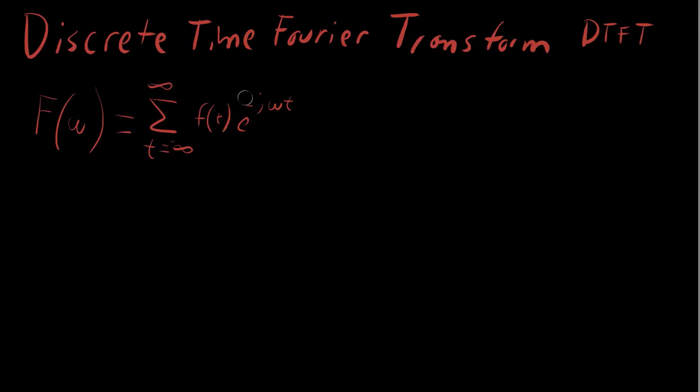this function. Now note, in this situation, omega here is still continuous because we can put any omega we want. It can be 5, it can be 70, it can be 36.425. It doesn't matter. Any arbitrary omega that's continuous can still go into the DTFT. And the fact that this is still continuous is the reason that it can't be implemented by a computer to perform analysis well.